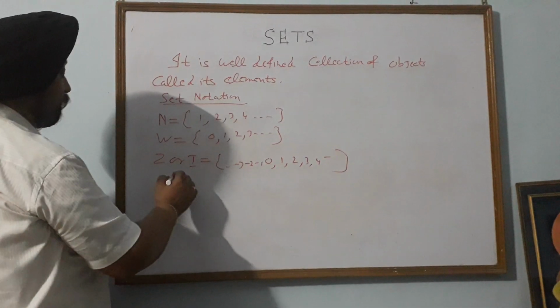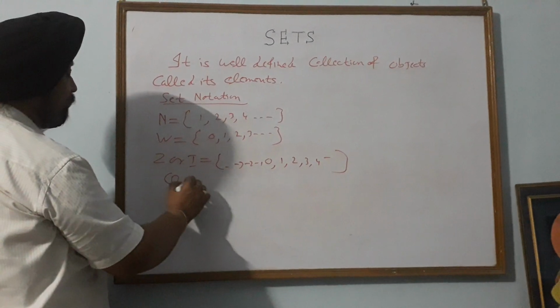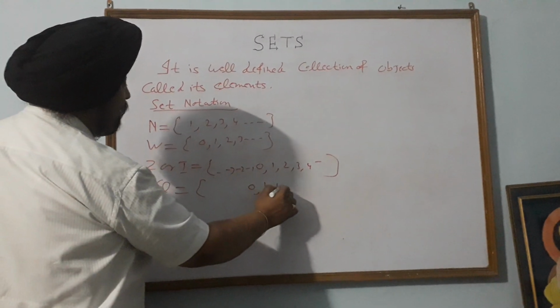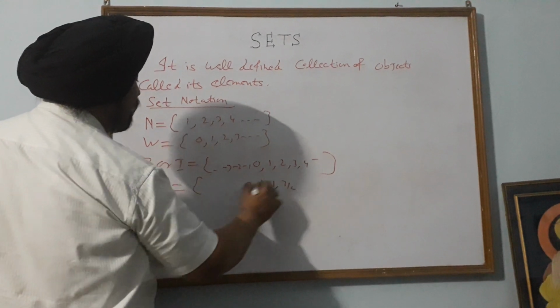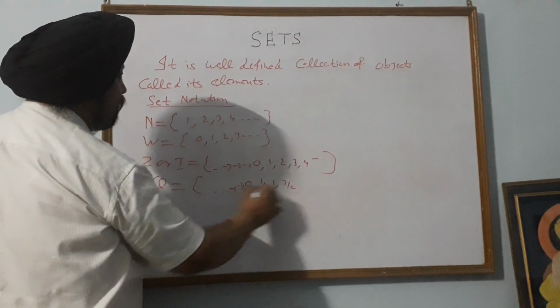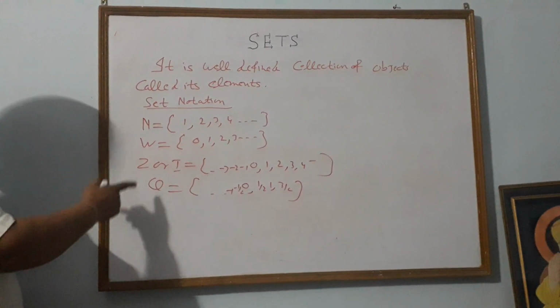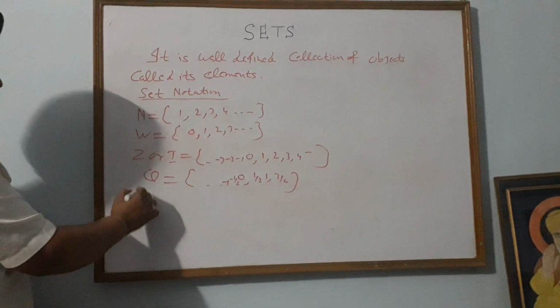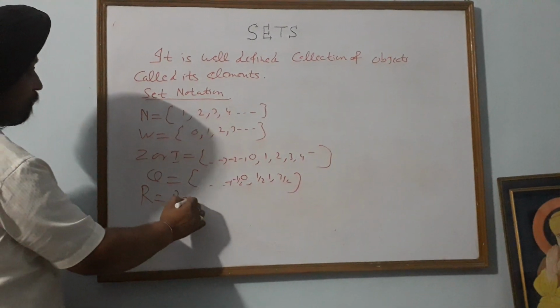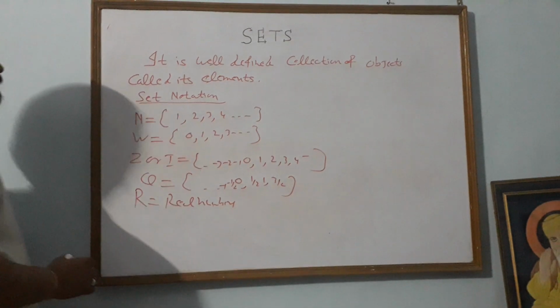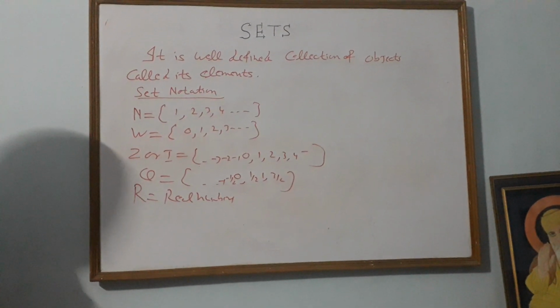Similarly, we have the set of rational numbers represented by Q. It has 0, 1 by 2, 1, 3 by 2, minus 1 by 2, minus 1, and so on. So these are some standard sets we use: natural numbers, whole numbers, integers, Q. Then R is the set of real numbers. These are some standard sets we use in mathematics.